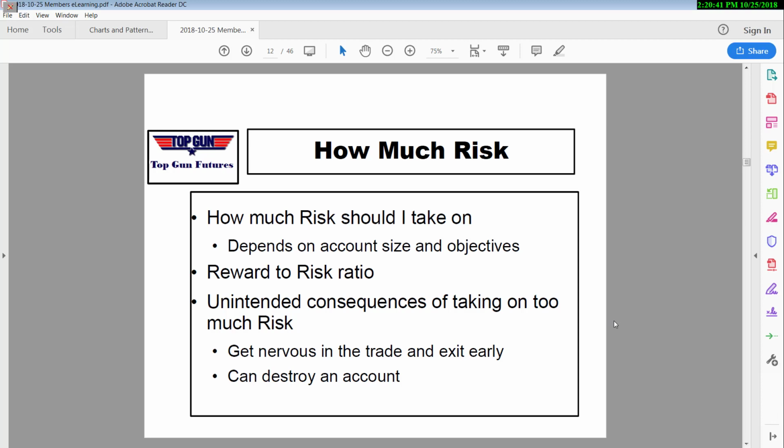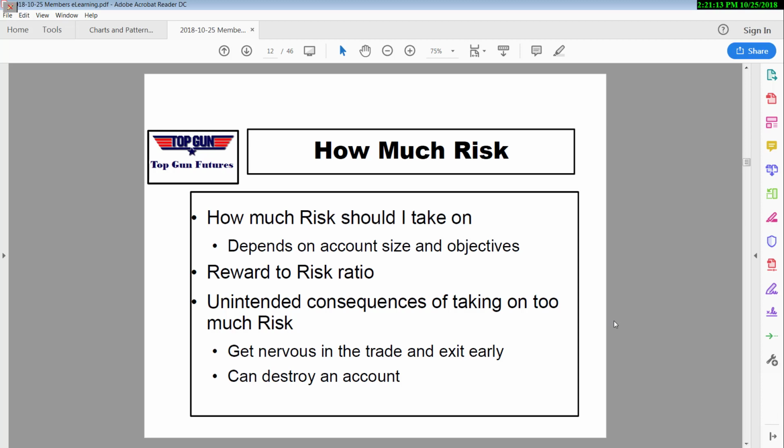Some people have no qualms whatsoever letting money just go by the wayside. It doesn't matter. They take on a trade, they let it go, and it is what it is. Usually, those are the most successful traders. That's why they've ended up being like that. But it's because they are successful and they're good, not because they have no nerves.